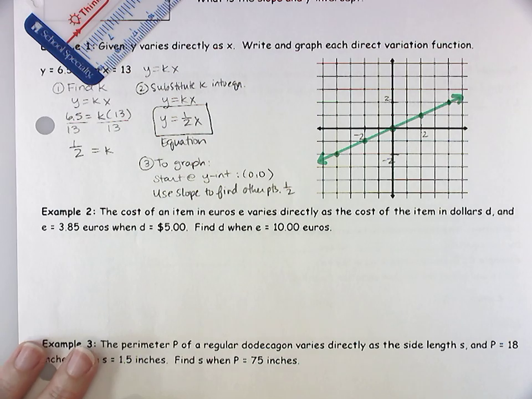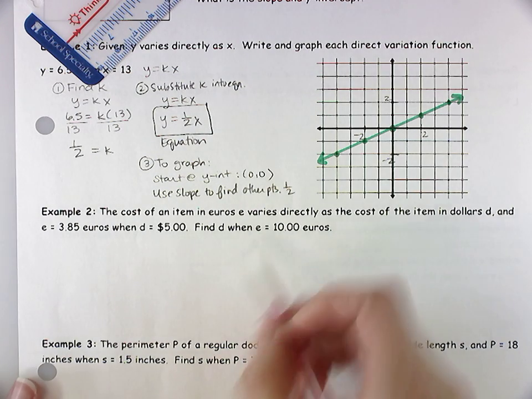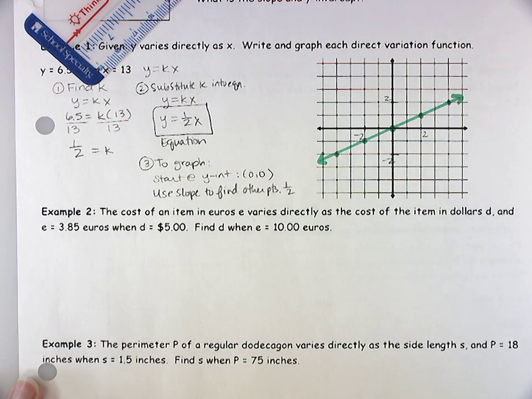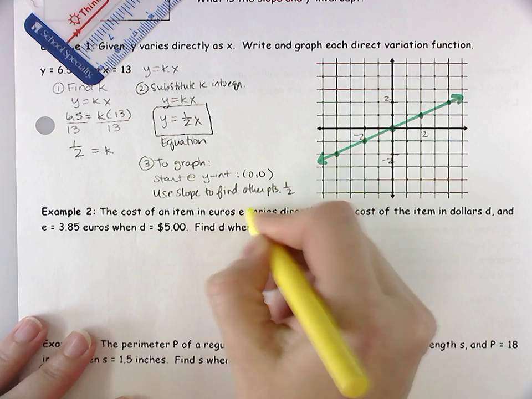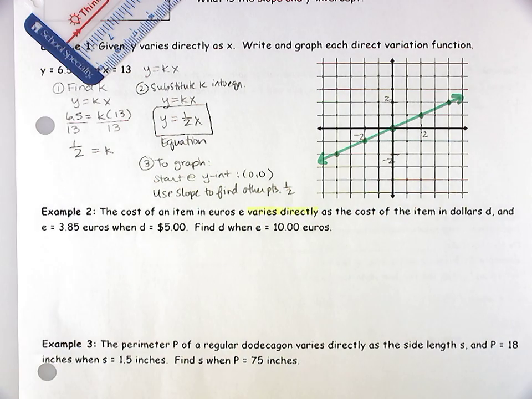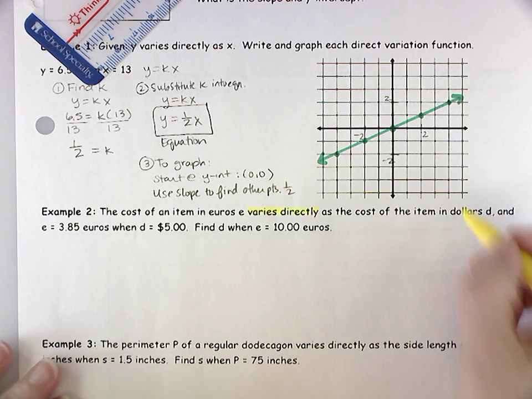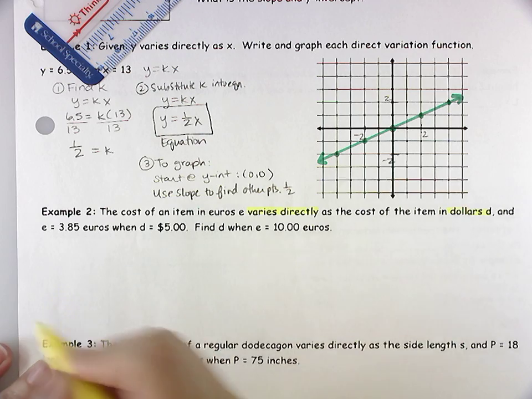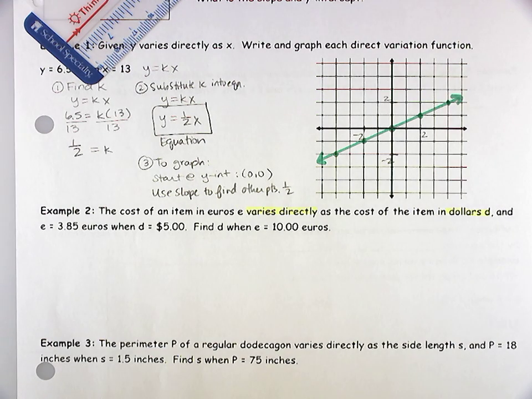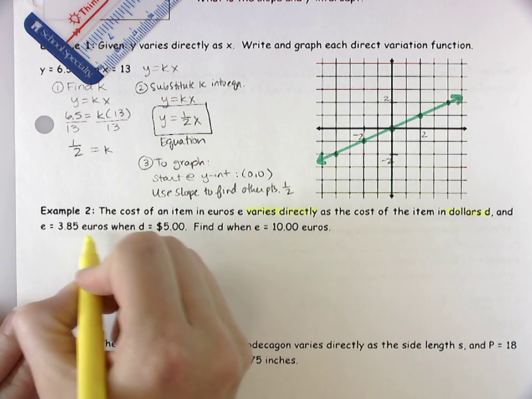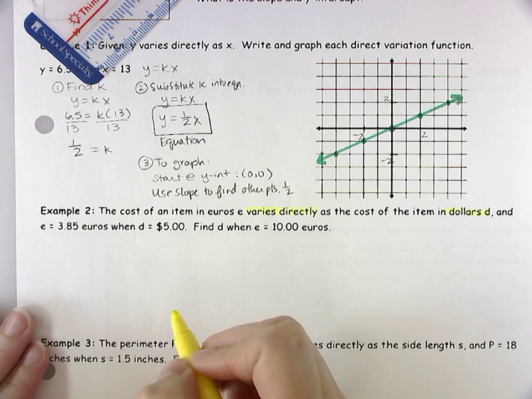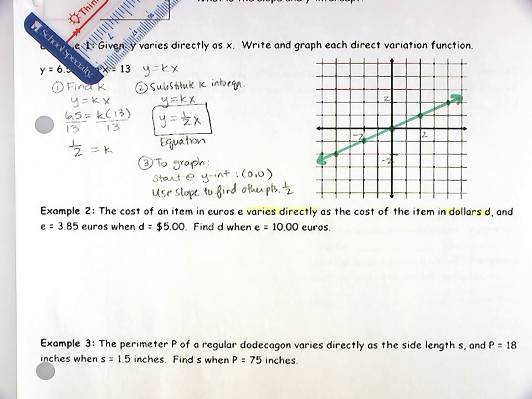So it says the cost of an item in euros E varies directly. I'm going to highlight that varies directly because that's going to be important. It varies directly as the cost of the item in dollars D, and E equals 3.5 euros when D equals $5, and we're going to find D when E equals 10 euros.